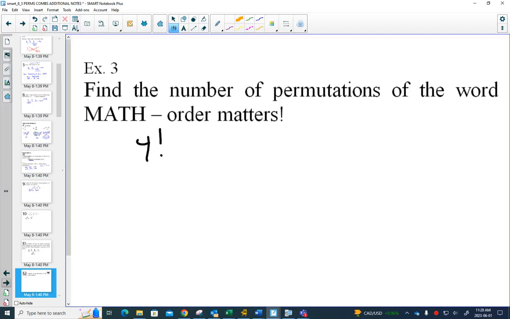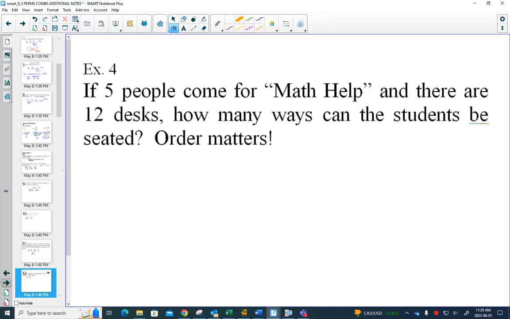Well, this is a boring question. 4 letters, they're all different. It would just be 4 factorial, which is 24.